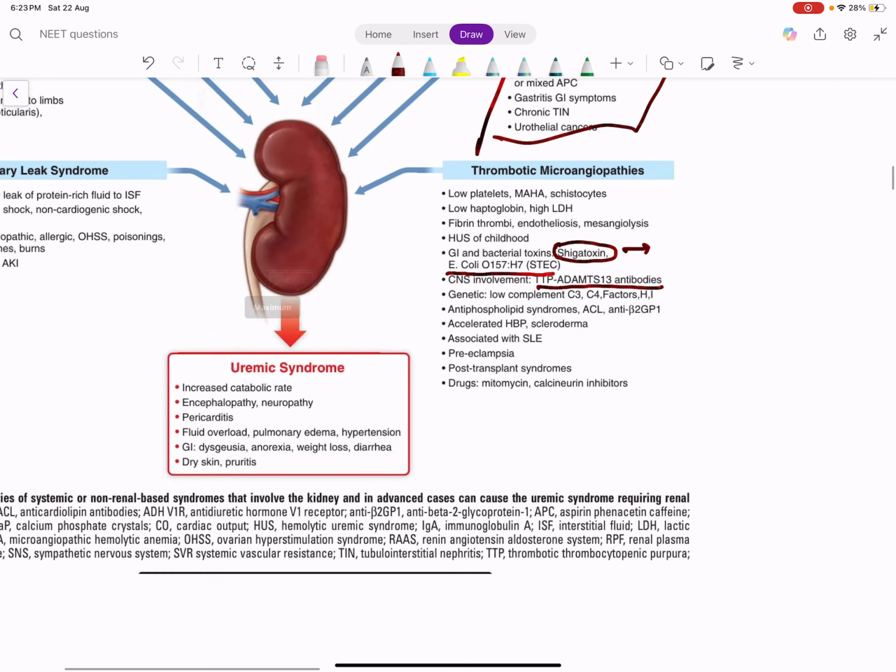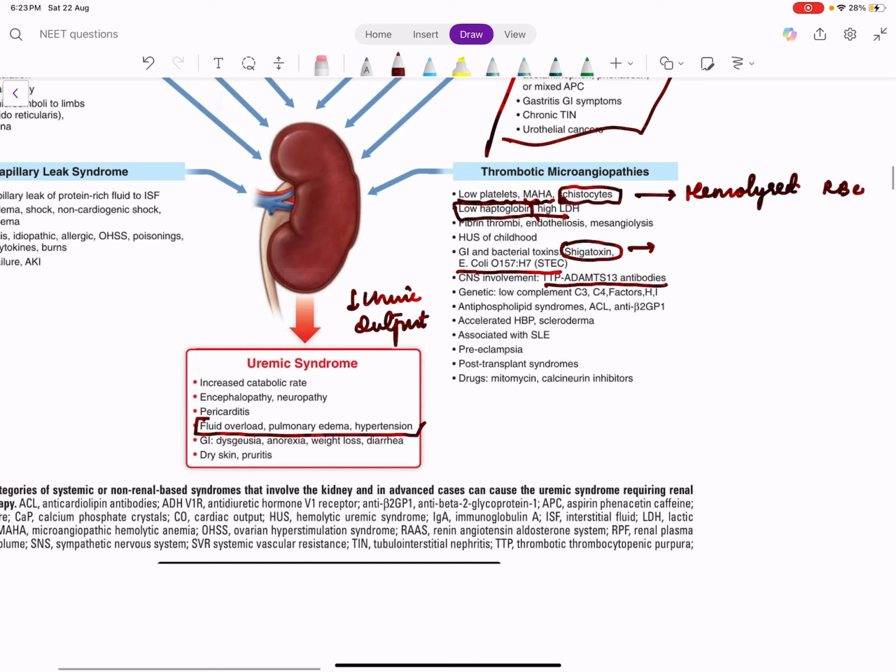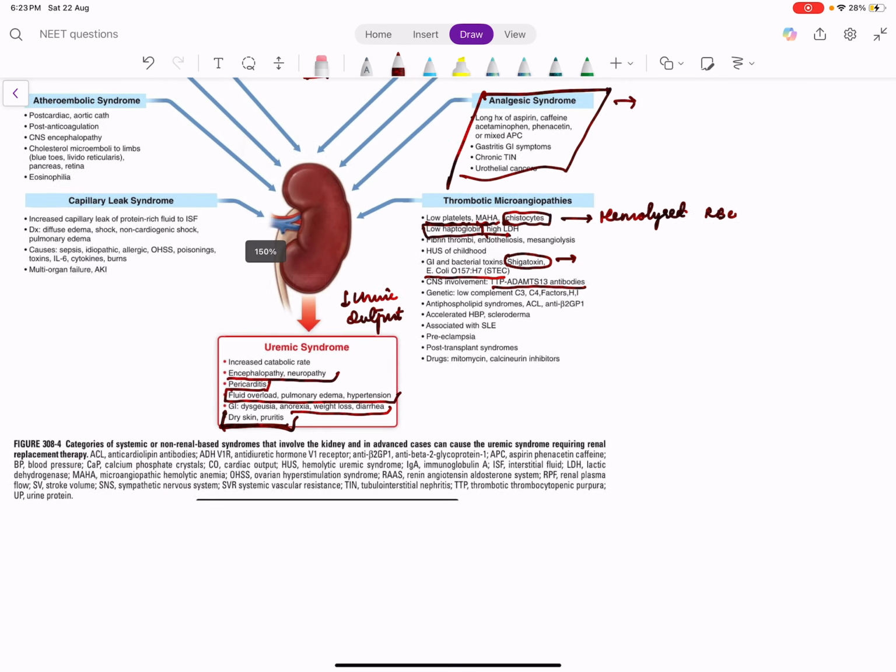So what are the side effects or complications of AKI? I told you there is reduced urine output. When there is reduced urine output, the entire fluid gets overloaded. So there will be pulmonary edema, hypertension. Uremia can cause damage to the heart. That is called uremic pericarditis. There can be uremic encephalopathy. There can be uremic gastritis. And when chronic, there can be dry skin.